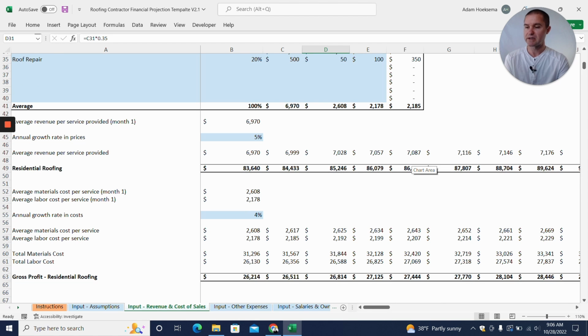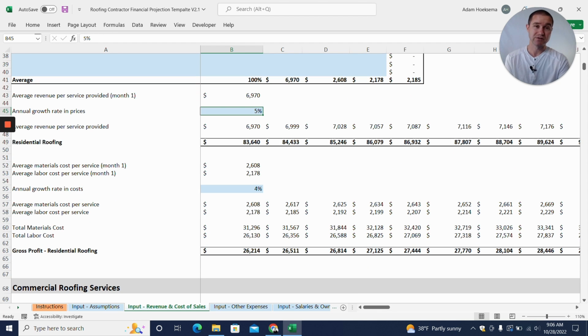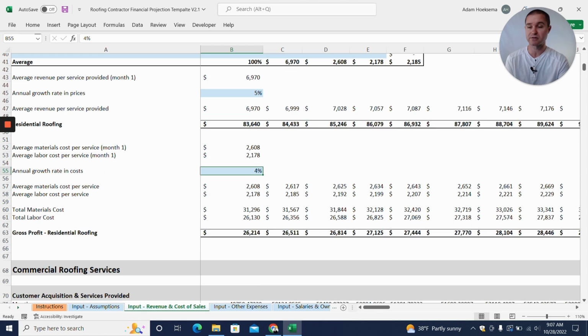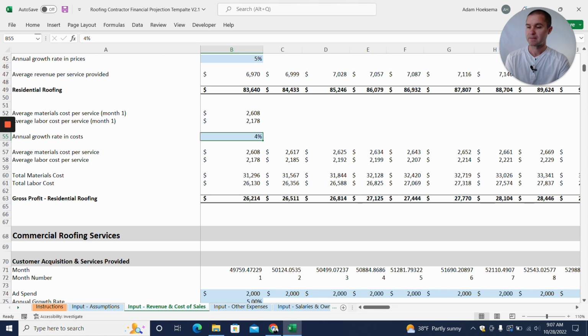Now you have the ability to increase your prices on an annual basis. So if we say, hey, we expect that our prices for our services will increase at 5% a year, you can set that here. You also assume that your cost of goods sold will probably increase as well. Your material and labor costs will increase. And so we set that here as a 4% rate. So hopefully we're getting a little more margin each year because we're able to increase our prices more than our cost of goods sold increase. And based on that, we'll be able to calculate our residential roofing revenue and our residential roofing gross profit.